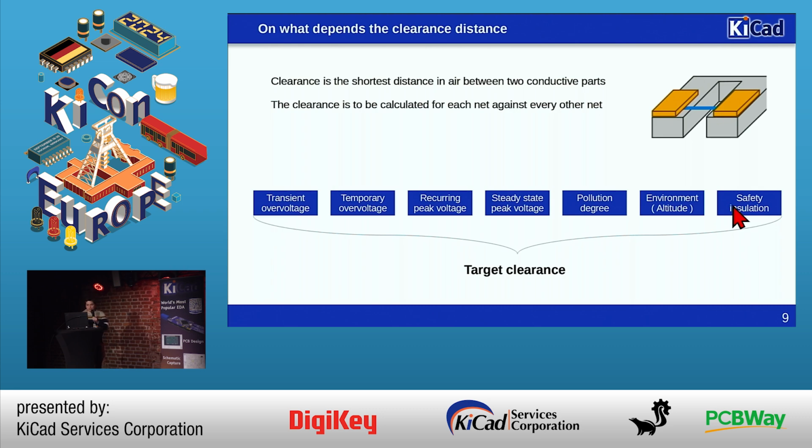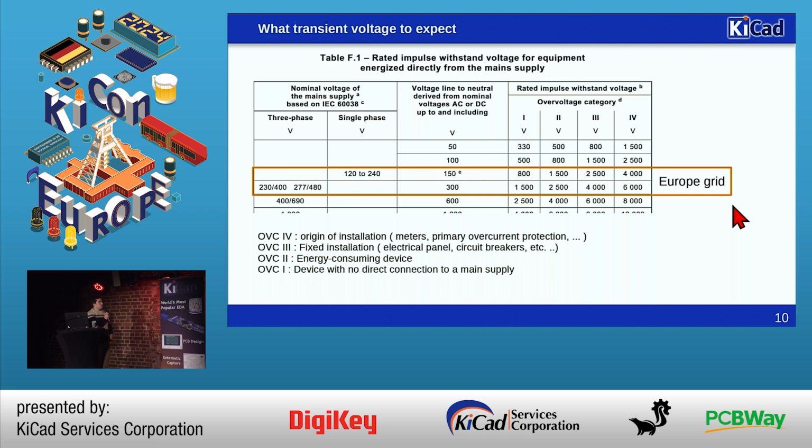So let's start with the transient overvoltage. The transient overvoltage depends on the grid, and it depends on the voltage you're receiving, as well as where you are located on the grid. Here in Europe, we're mostly using those two. And depending on the overvoltage category, we should withstand 0.8 kilovolts, 1.5 kilovolts, 2.5 kilovolts, 4 kilovolts, etc. If we're using three-phase, it's another line. The overvoltage categories are basically where you're located on the line.